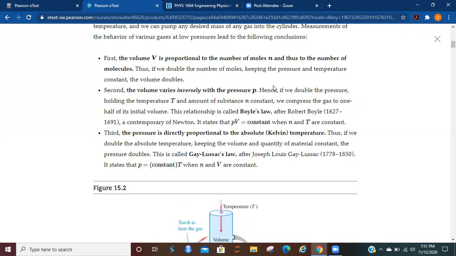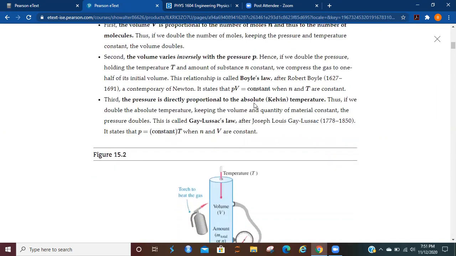Second, the volume varies inversely with the pressure. So if you double the pressure on something while you hold the temperature constant, as well as the amount that you have in there, you end up compressing the gas to 1/2 of the initial volume. Boyle's law is where if you take the product of the pressure and the volume, you end up with a constant, as long as these other two variables are constant.